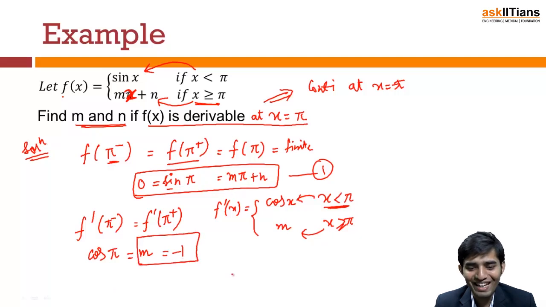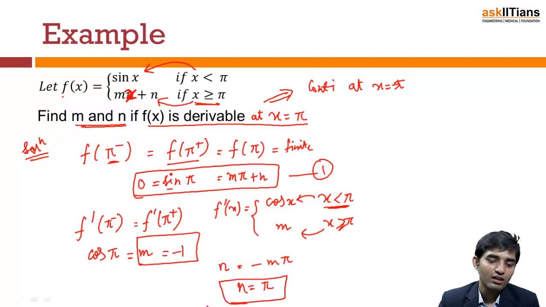So what will be the value of n? N will be minus of m pi, and minus of m pi is nothing but pi. So the value of n is pi, right? So m equal to minus 1 and n equal to pi. These are the answers. Okay.